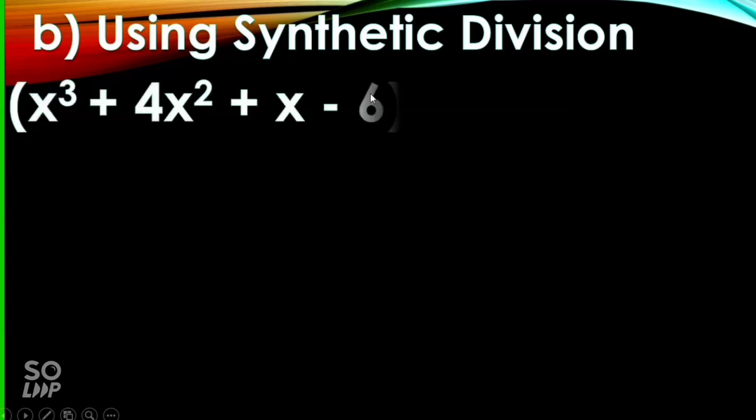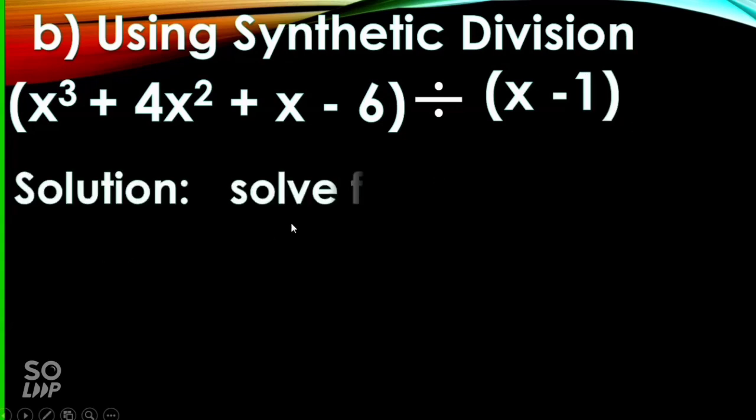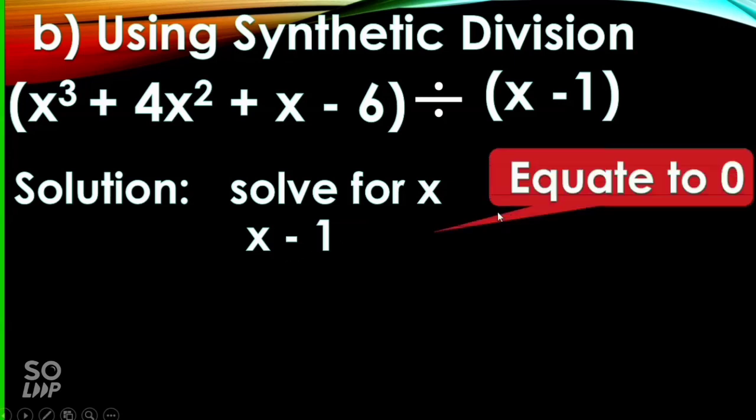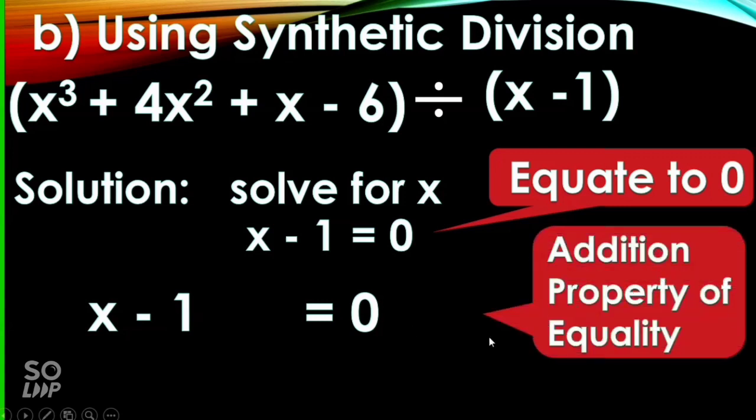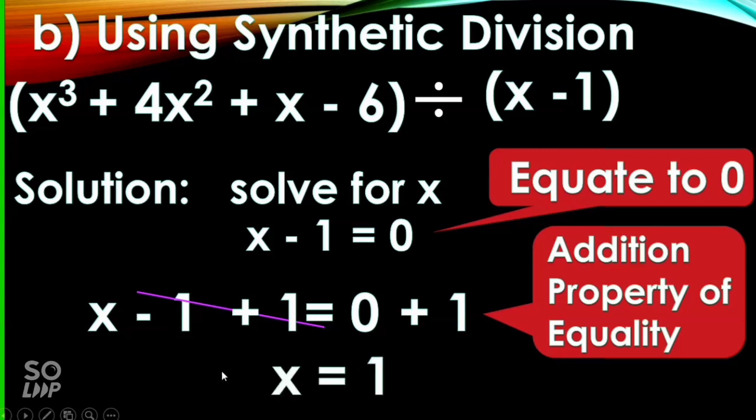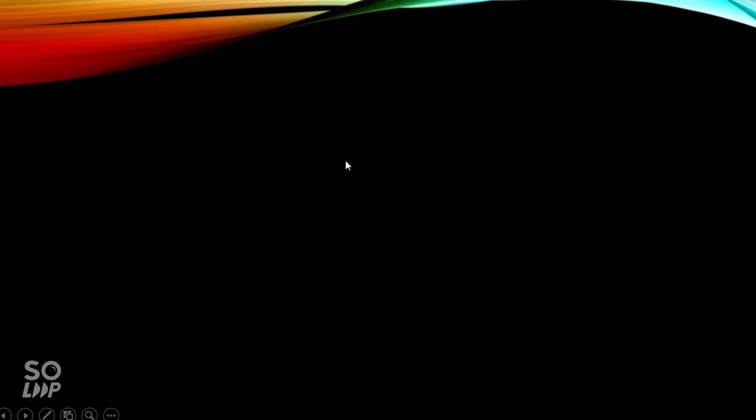Okay, so ngayon naman gagamit tayo ng synthetic division para makuha yung remainder. Okay, ang polynomial natin o ang dividend natin is x cubed plus 4x squared plus x minus 6, divided by, which is the divisor, x minus 1. Yung x minus 1, yan yung x minus r natin. Now, solve for x, then equate to 0, so x minus 1 equal to 0, use the addition property of equality, and then mag-add tayo ng 1 both side of the equation. Then, negative 1 plus 1 is 0, then it is equal to 0 plus 1, and x equals 1, which is na-solve na natin yun kanina.